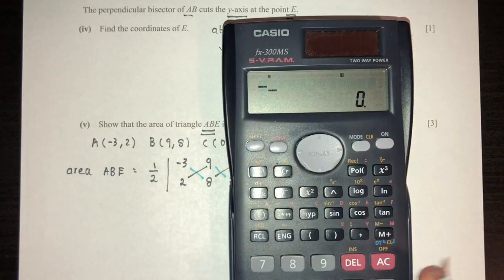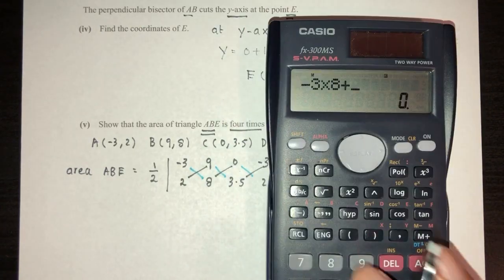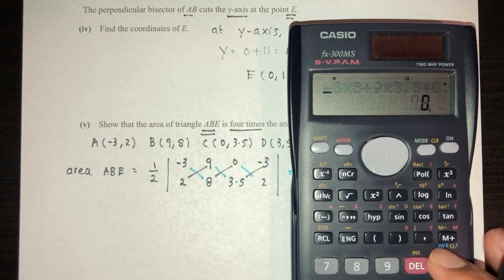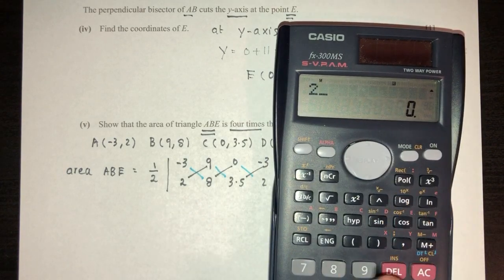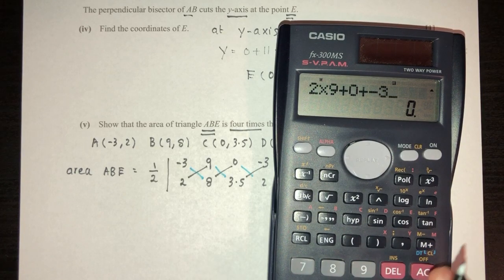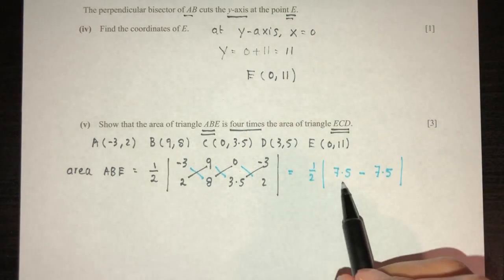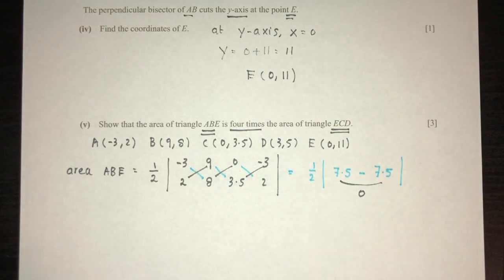So let's first try minus 3 times 8 plus 9 times 3.5 and plus 0. That will be 7.5. Okay, that is the first part. 2 times 9 is 18 plus 0 plus minus 3 times 3.5. Same value again. So that gives you 0. So area of ABE is 0. That's not a possible value to use here. Oh, I made a mistake again. Okay, sorry about that, guys.